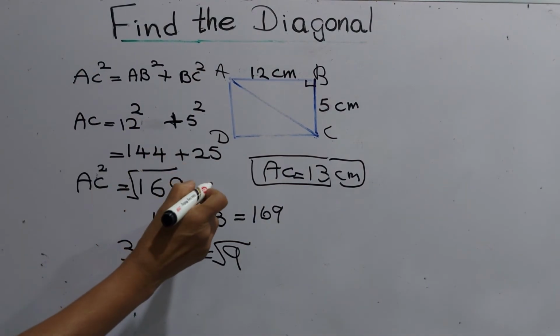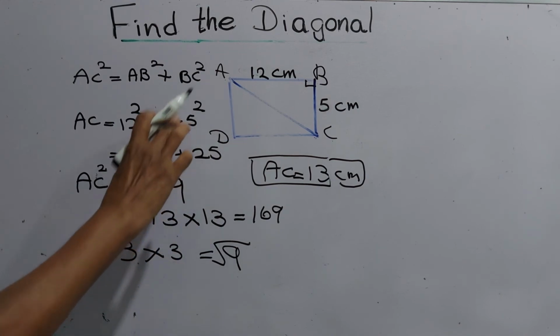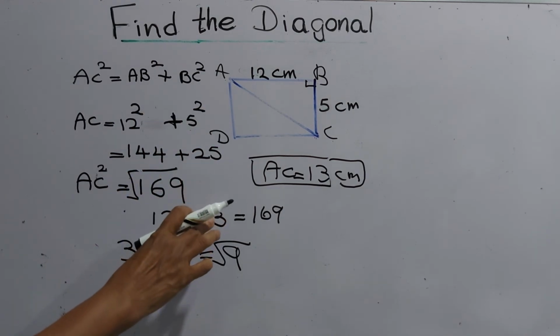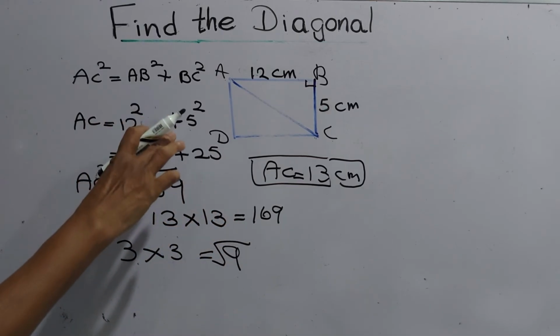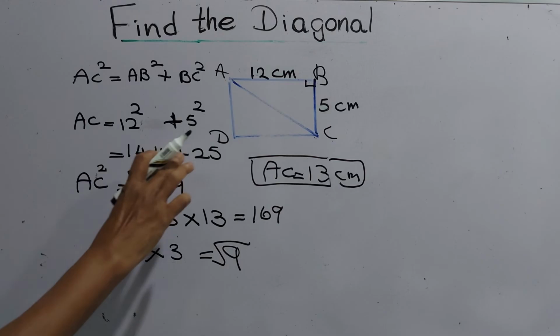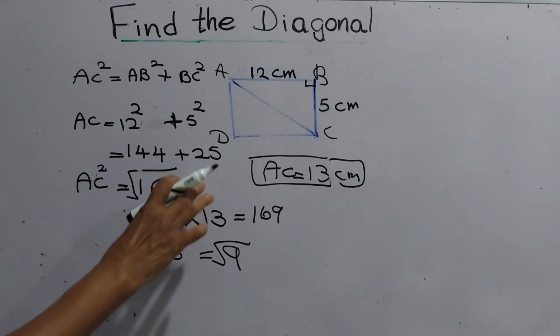This is a quick and simple geometrical sum for middle school children. We learn how to calculate the diagonal of a rectangle using the Pythagoras theorem.